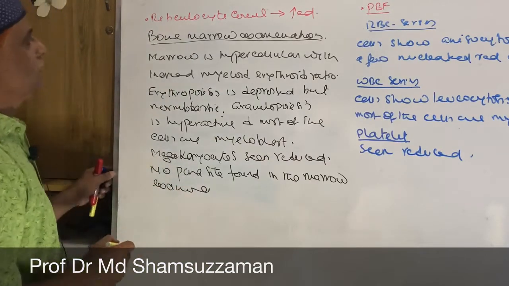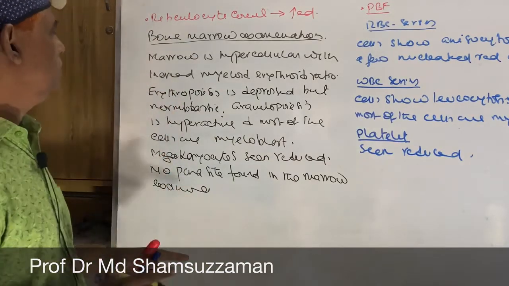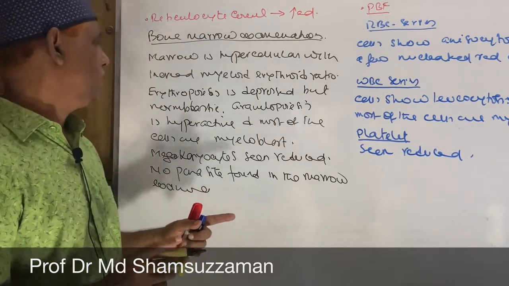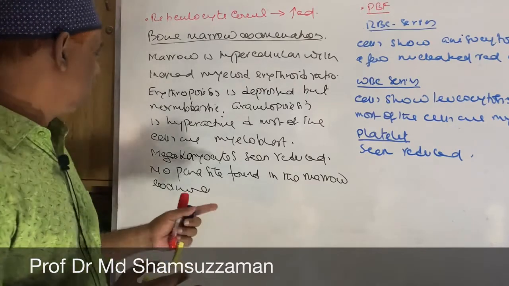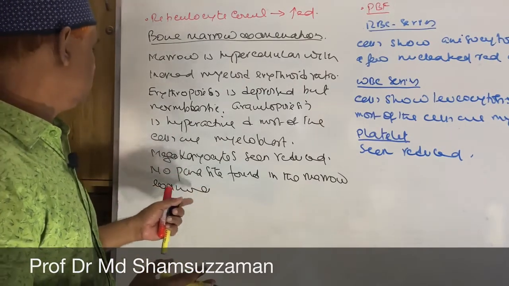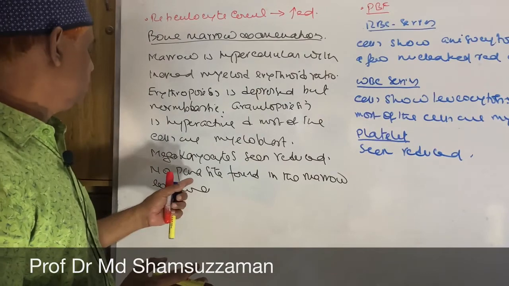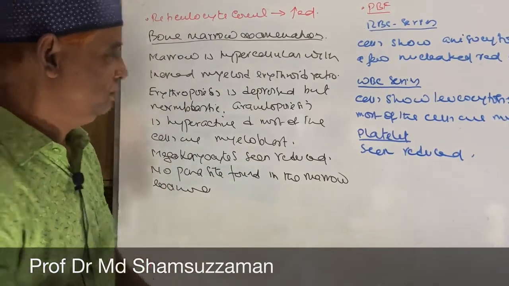So this is the bone marrow examination. Marrow is hypercellular with increased myeloid erythroid ratio. Erythropoiesis is depressed but normoblastic. Granulopoiesis is hyperactive and most of the cells are myeloblast. Megakaryocytes are seen reduced. No parasite found in the marrow examined.